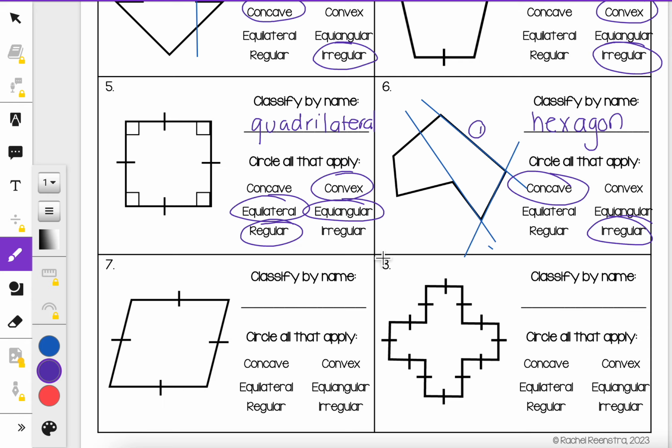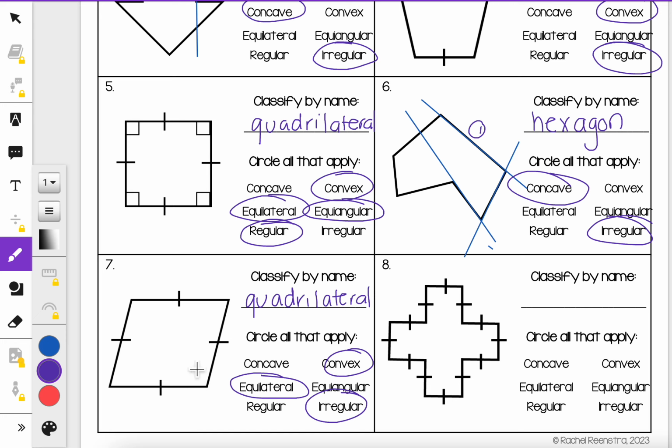Okay, now number 7 we actually talked about. This is a quadrilateral. We have 4 sides, and our 4 sides are congruent. So right away I see that this is equilateral. This is going to be convex. None of those sides intersect inside. And this is irregular because there are no markings that tell us that our angles are congruent.